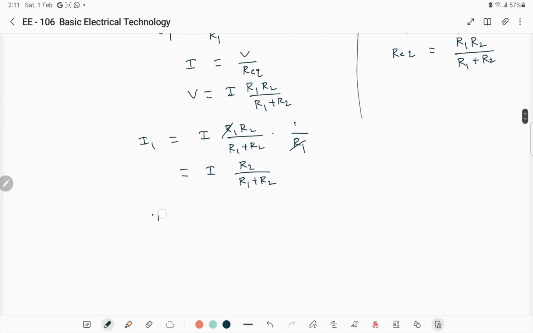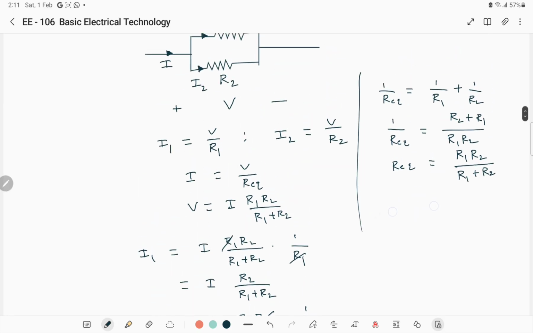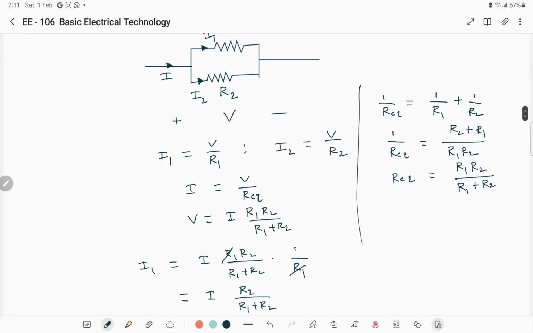What about I2? I2 is V by R2. So I into R1 R2 by R1 plus R2 into 1 by R2. R2 will get cancelled out. So this becomes I into R1 by R1 plus R2. Surprisingly, the total current divided in this parallel case in this way.